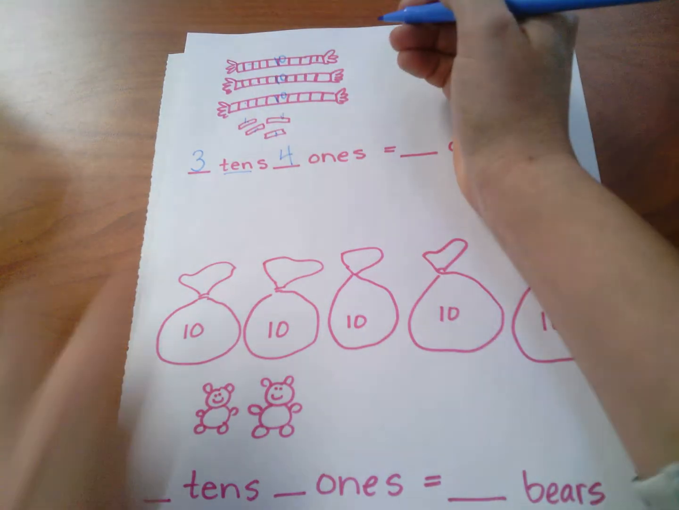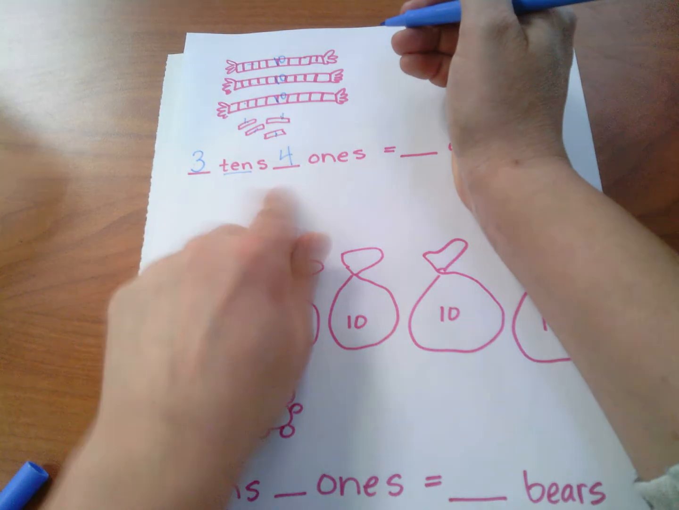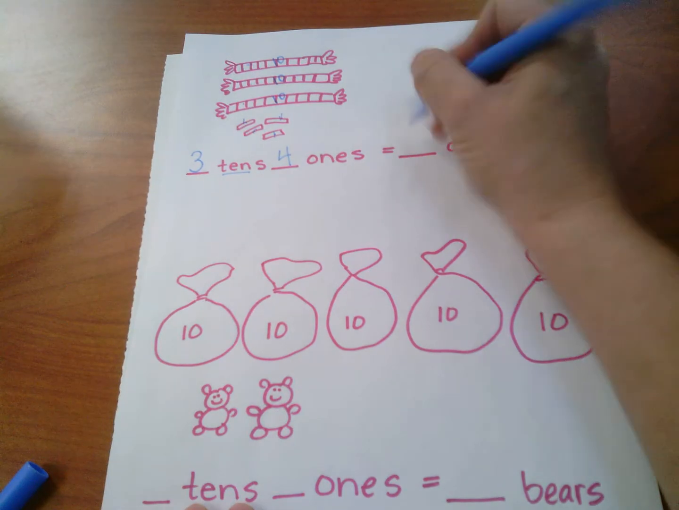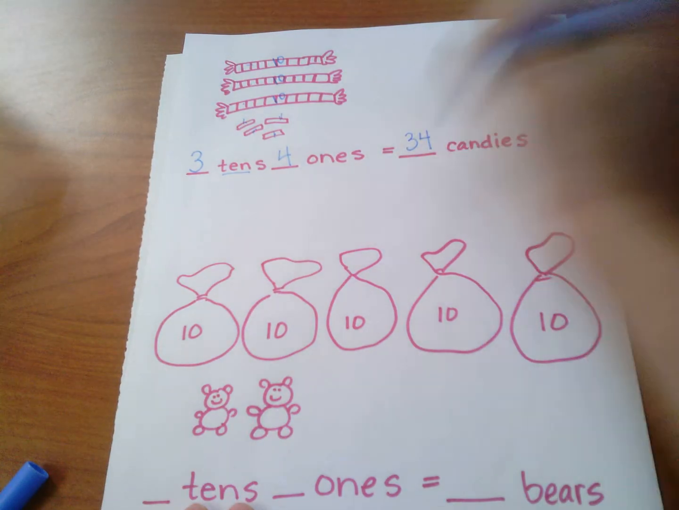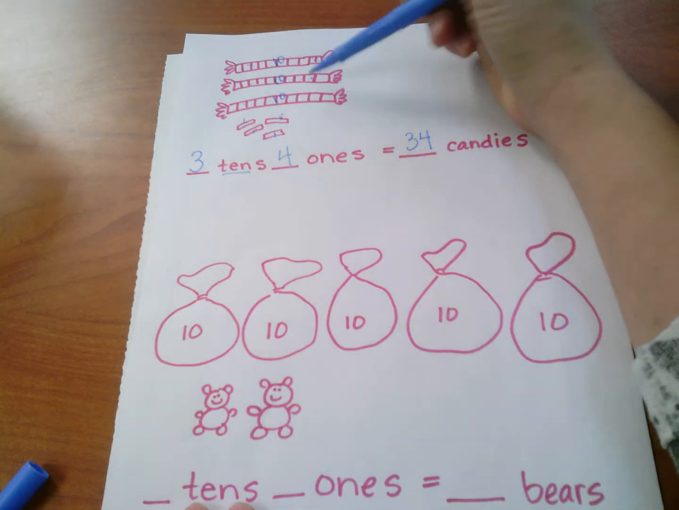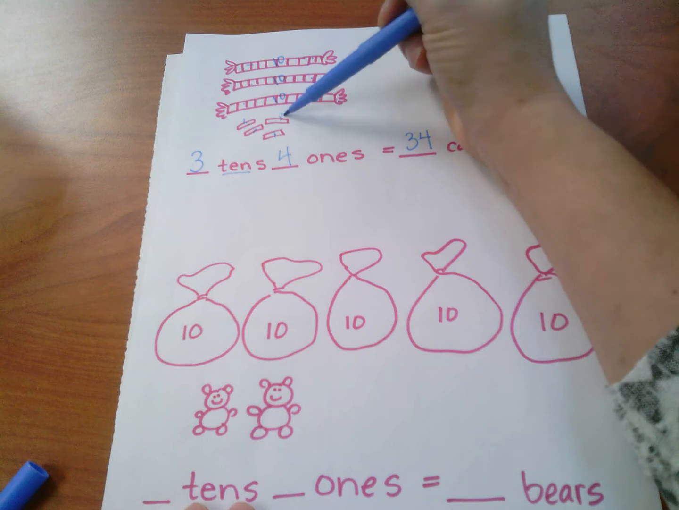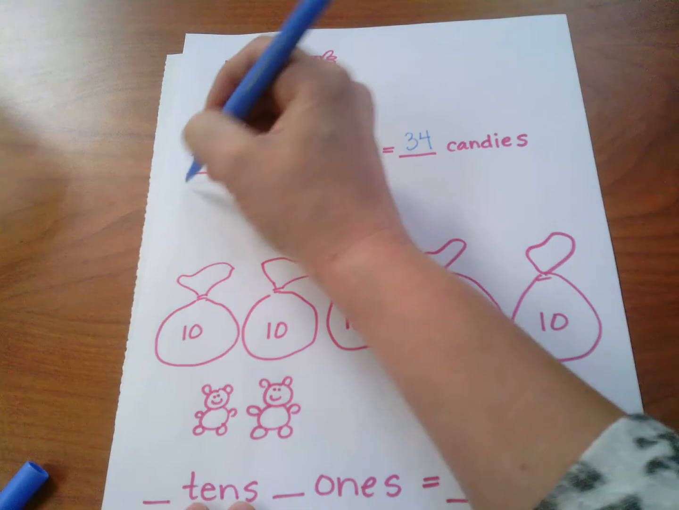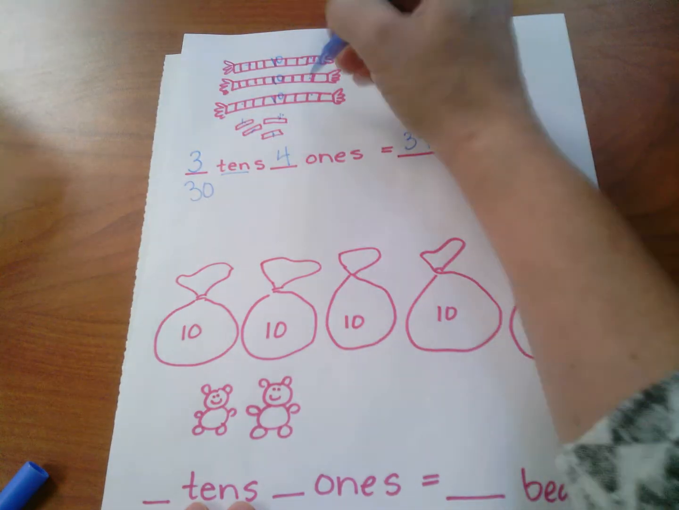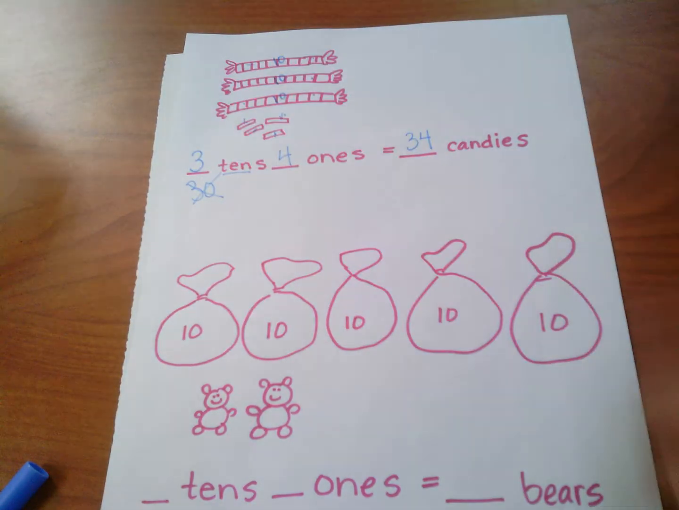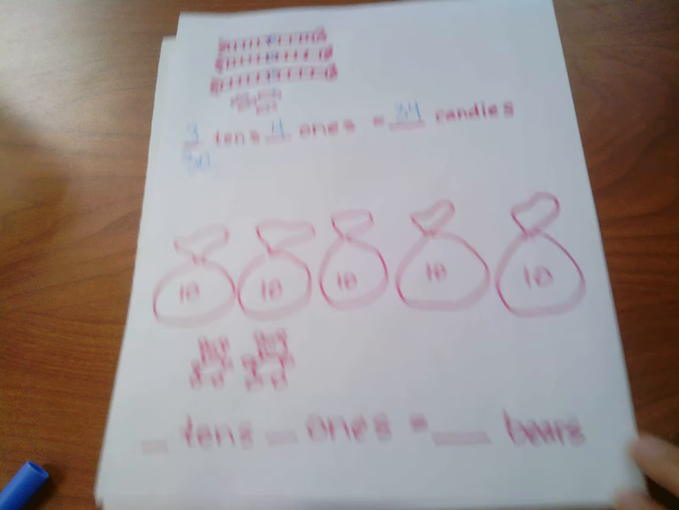Look at that. 3 tens and 4 ones. What number does that make? 34, and that's what we got when we counted. 10, 20, 30, 31, 32, 33, 34. So again, make sure you're not writing 30 tens. There's not 30 tens there. There's 3 tens. Let's look at another example.